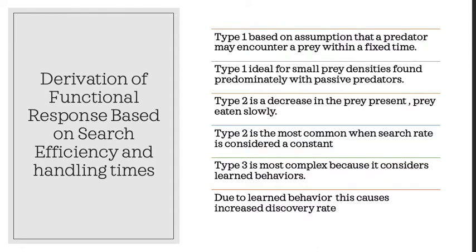Type 3 is the most complex functional response because it includes and considers behavioral patterns of predators. When a predator is able to understand and learn a behavior, this causes an increase in the discovery rate.